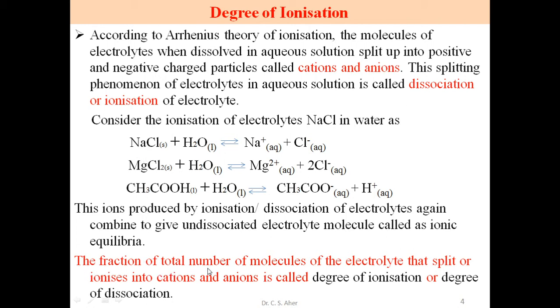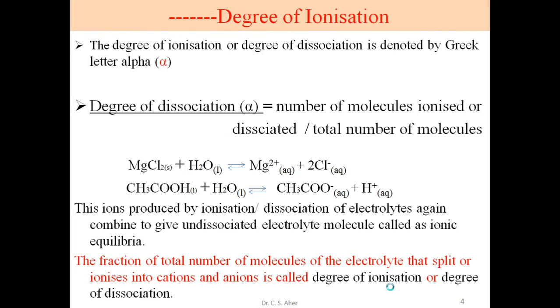The fraction of the total number of molecules of an electrolyte that split or ionize into cation and anion is called the degree of ionization or degree of dissociation. So it is a fraction of the total number of molecules of electrolyte that ionize into a cation and anion.